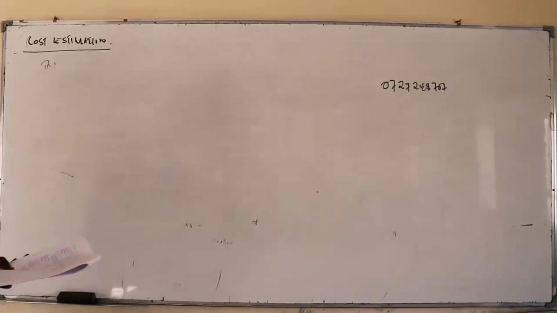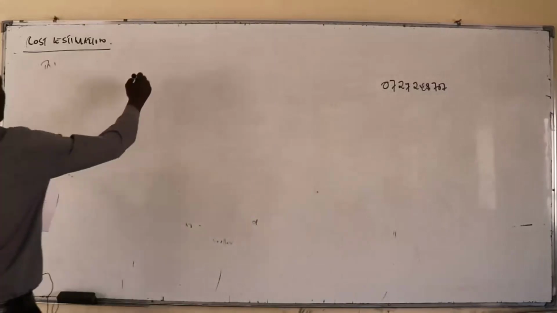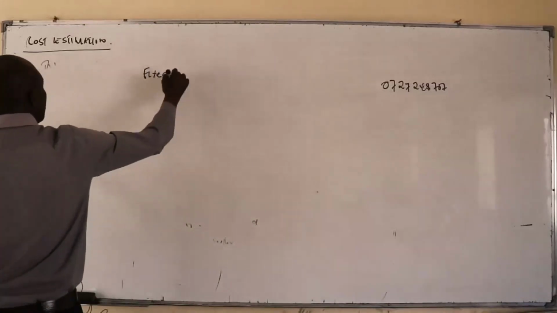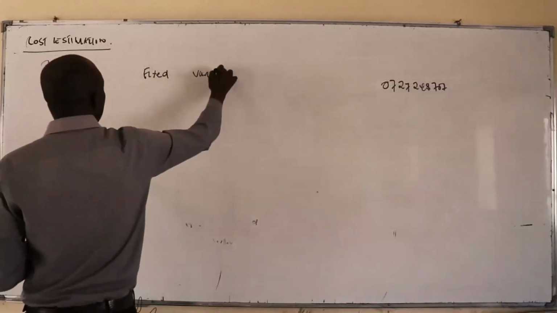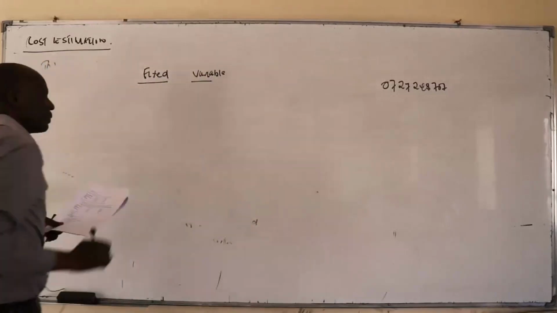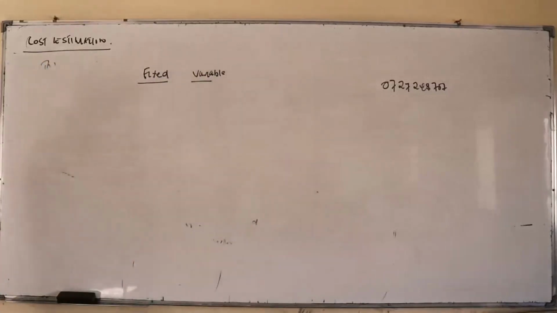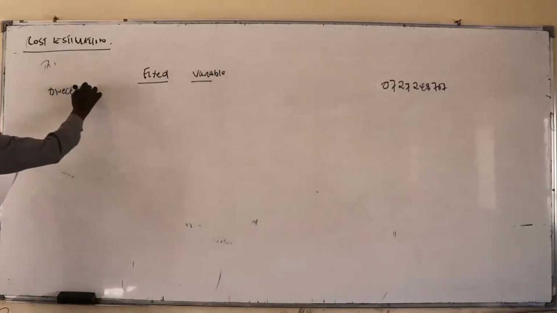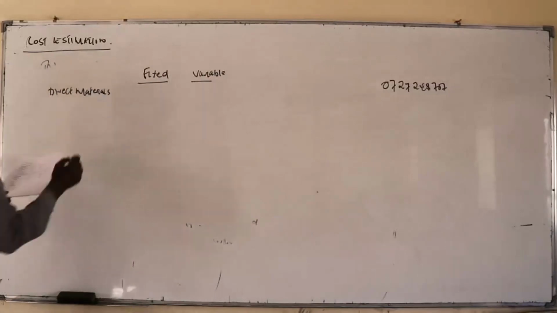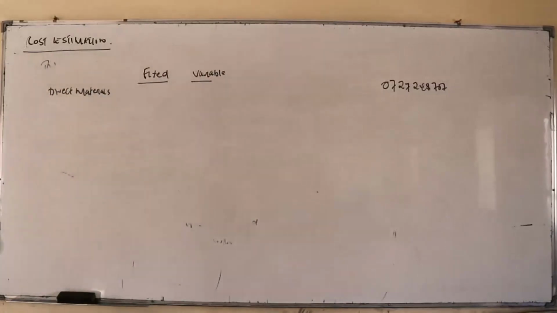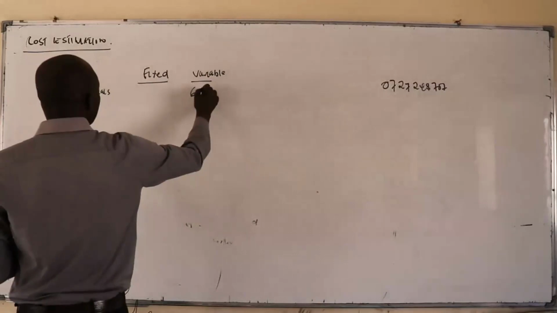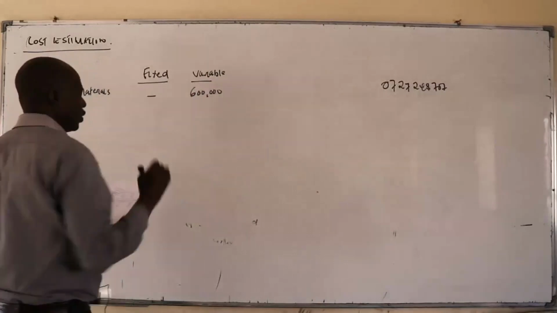Any question on account analysis is very easy. What you do is write fixed here, and variable here. The first cost we have been given is direct materials. We have been told it is a variable cost, so the entire amount should be classified as variable. You note it under variable, 600,000, and here you write a dash.